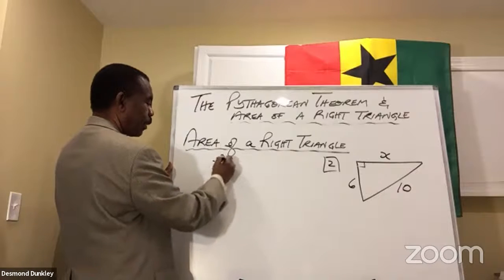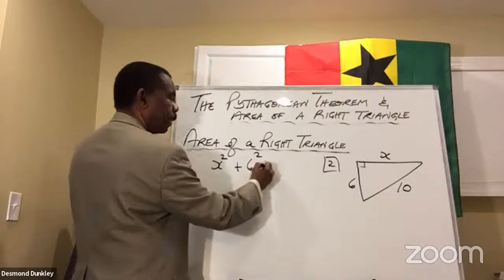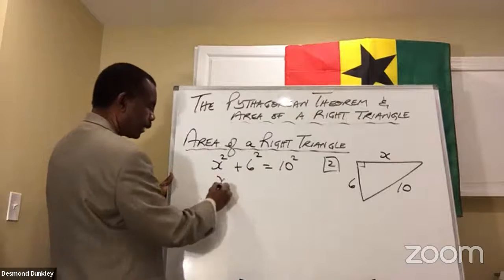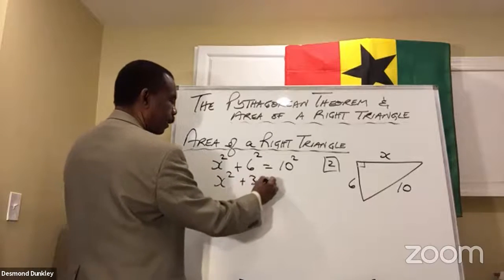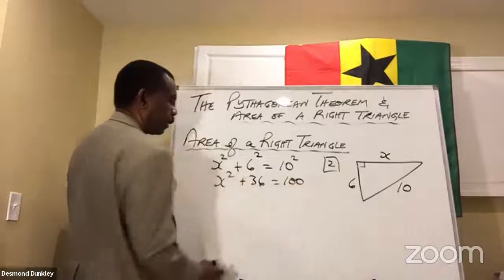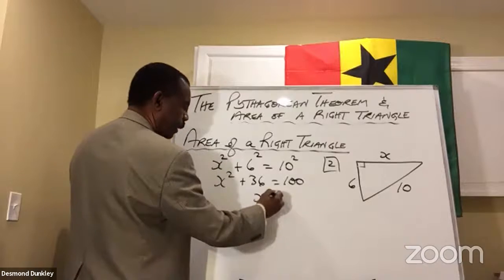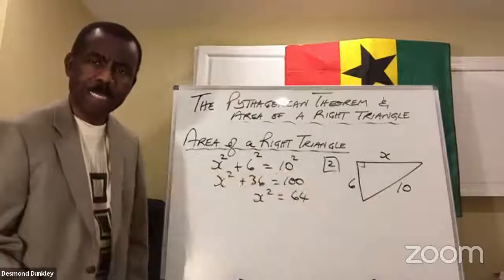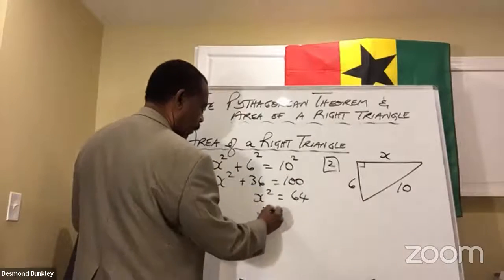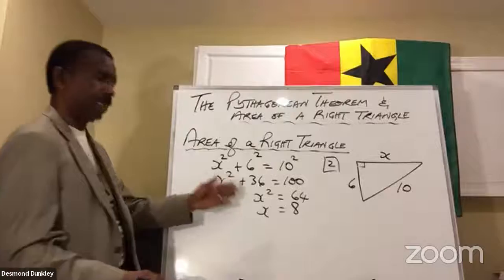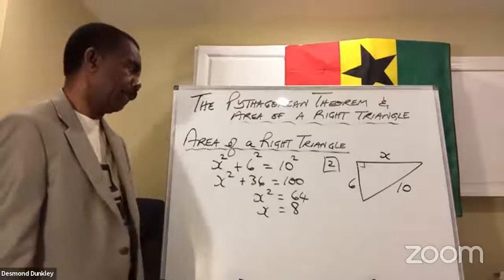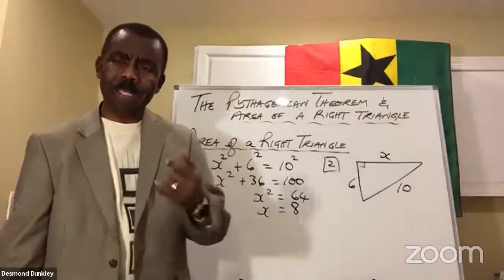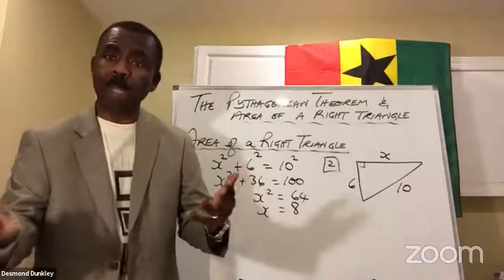So x squared plus 6 squared is equal to 10 squared. So x squared plus 36 is equal to 100. So therefore, x squared is equal to 64. You subtract 36 from both sides, and therefore x is equal to 8. x is the square root of 64. We got 8. So now we know that this other leg is 8. You want to call it the base or the height, it doesn't matter.